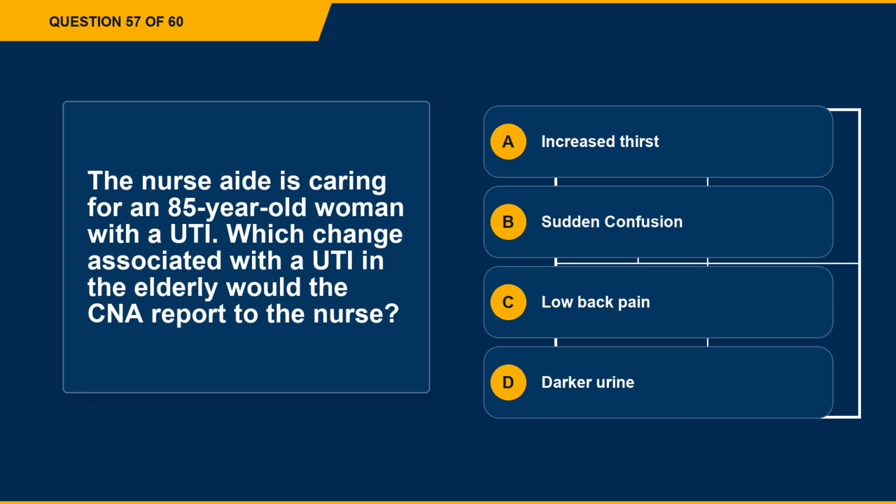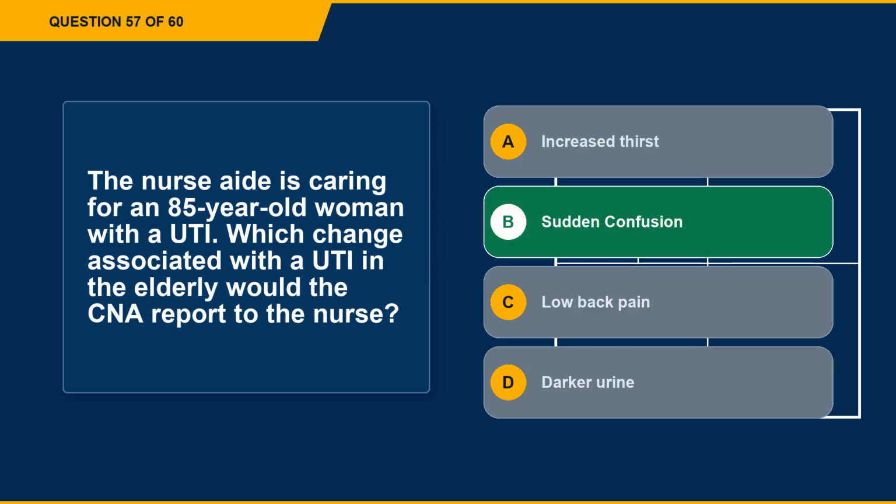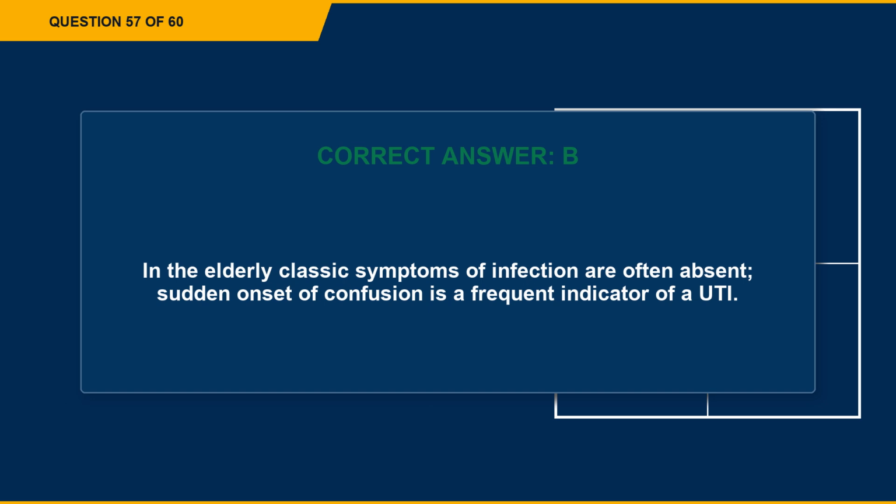Question 57. The nurse aide is caring for an 85-year-old woman with a UTI. Which change associated with a UTI in the elderly would the CNA report to the nurse? Option A, increased thirst. Option B, sudden confusion. Option C, low back pain. Option D, darker urine. The correct answer is option B, sudden confusion. Explanation: in the elderly, classic symptoms of infection are often absent. Sudden onset of confusion is a frequent indicator of a UTI.